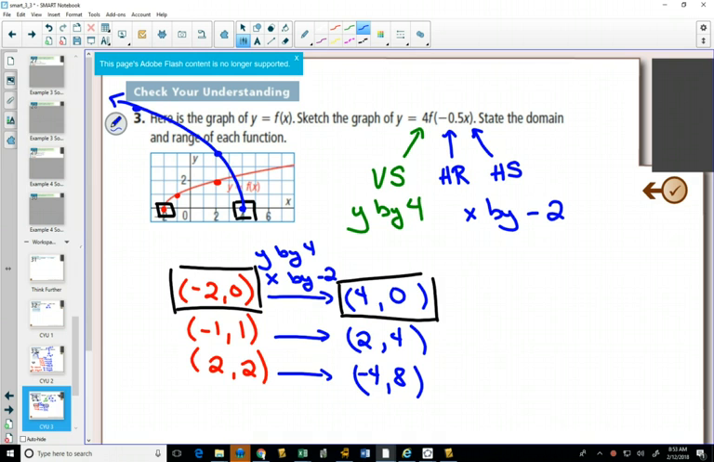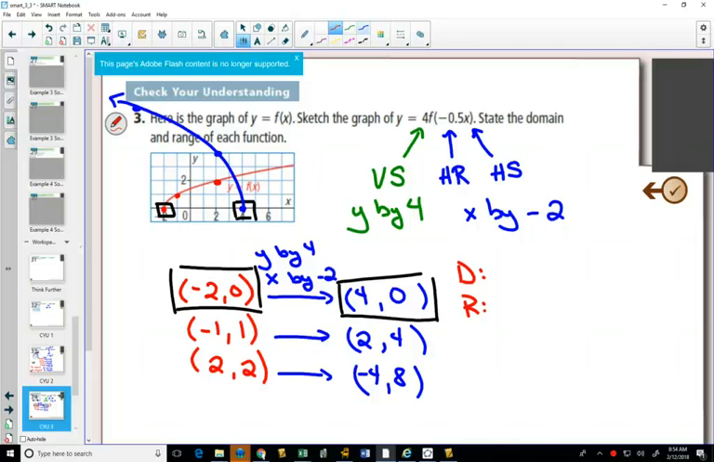You're going to have to trust your points, okay? But you definitely can see if your horizontal reflection is there. And then, does the shape look like the correct shape in the end? Do I have the same kind of curve that I did to begin with? So those are some things that we can do to check. Now, for domain and range of each function, start with our original one.